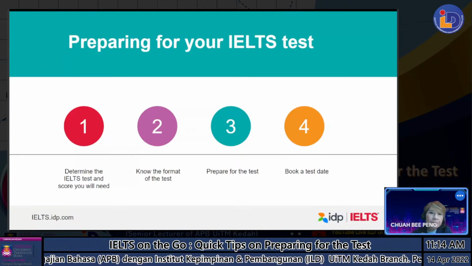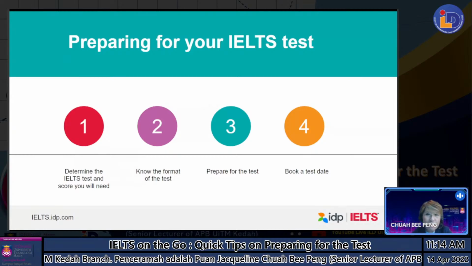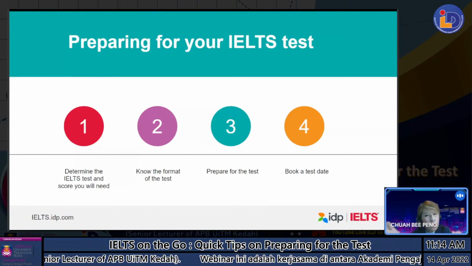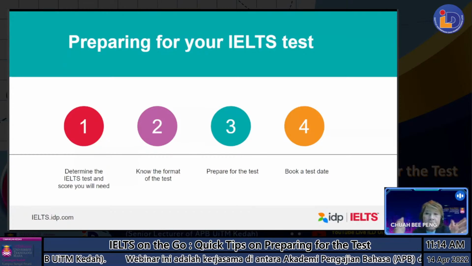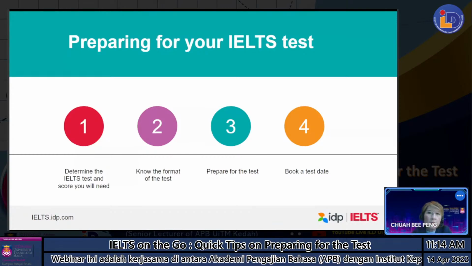Okay, and then how to prepare. Of course, you need to know the format of the test. You need to know exactly what you have signed up for, what you have paid for, and what you have to prepare for. So what I'm going to share with you today is going to be very quick, and if you want to know more, of course, a more intensive workshop will be better.